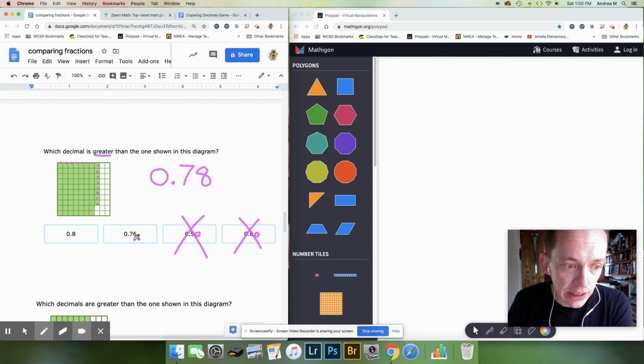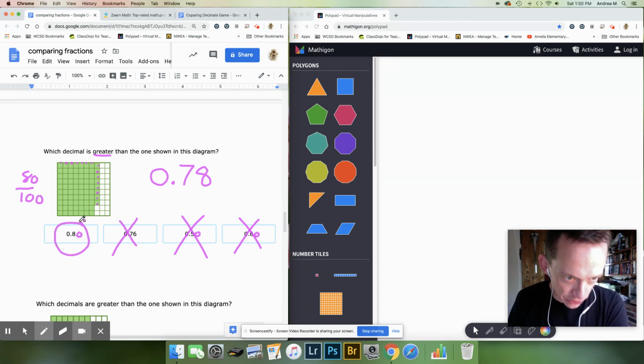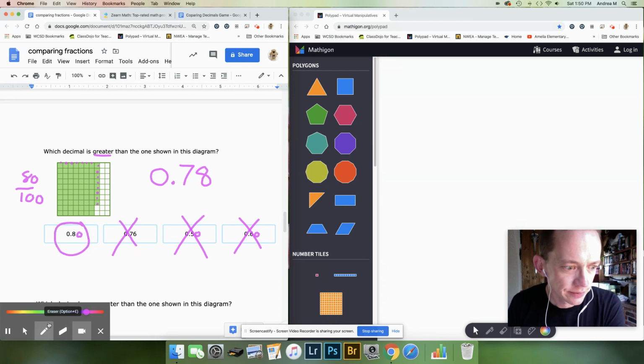This one here is kind of easy to compare. I can see 76 versus 78 hundredths. That is not correct. And then look at this one here. We could put a 0 in there for 8 tenths. Okay, we could rewrite that as, well, if we have 8 out of 10, that would be the same as if we had 80 out of 100. This is going to be our decimal that is larger than the one we're looking at.